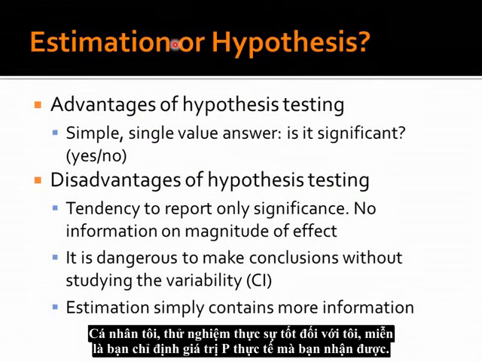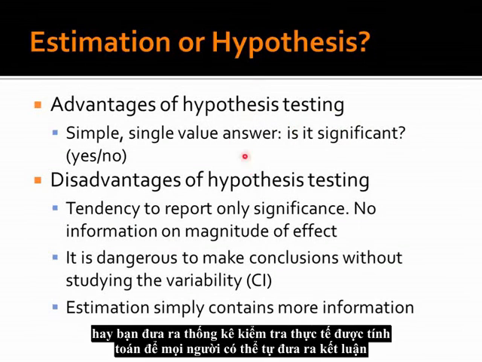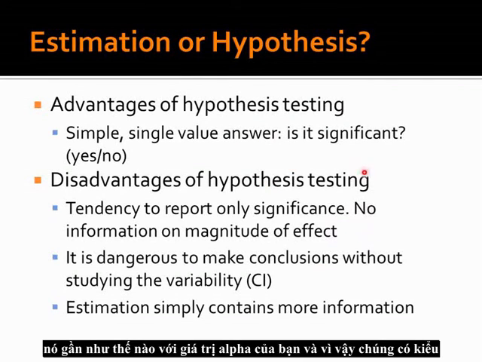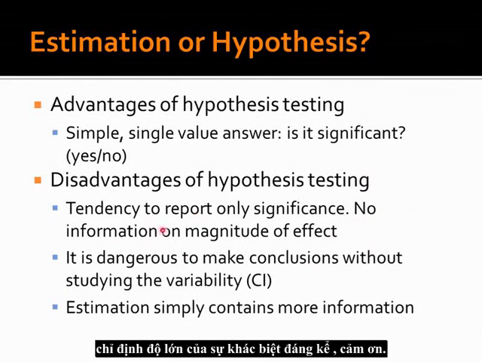Personally, hypothesis testing is fine with me as long as you specify the actual p-value that you got, or the actual test statistic which you calculated, so people can conclude for themselves how close it is to your alpha value, and so they have an indication of the magnitude of the significant difference. Right, with that, thanks.